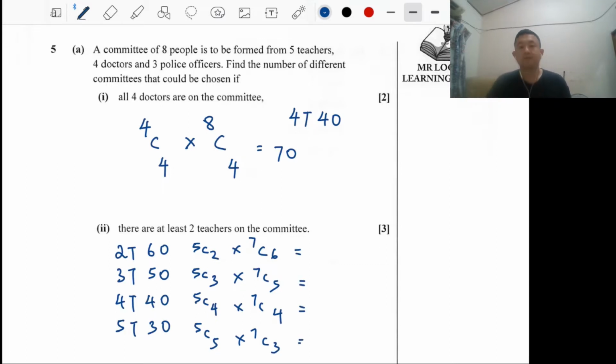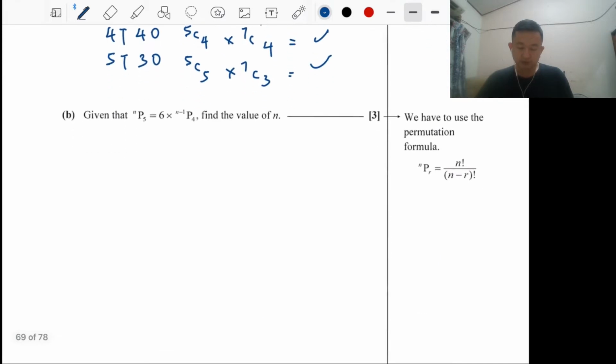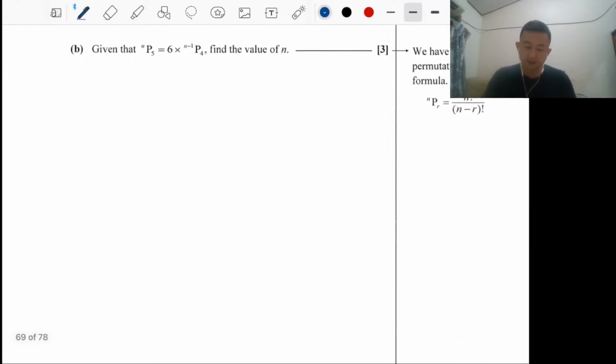Figure out the value on your own. Once you add up, the answer should be 490. Okay, you can check it later on. And then, see, this kind of question again.